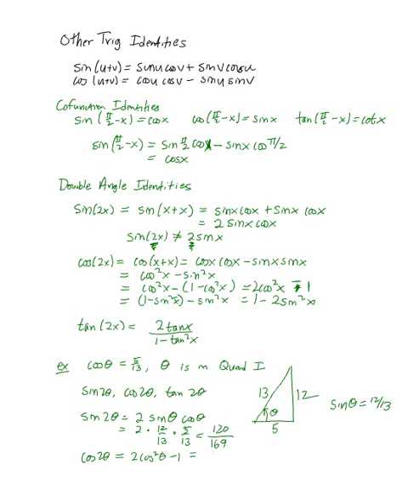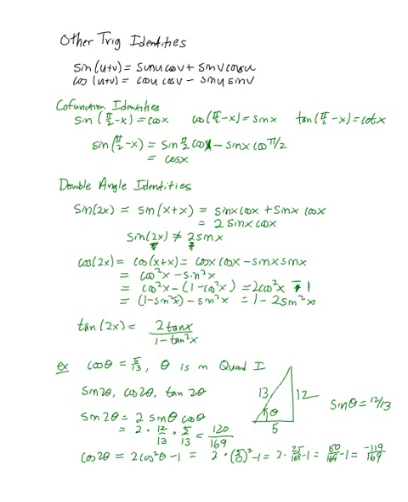So I would have this as 2 times 5/13 squared minus 1. So that's going to be 2 times 25 over 169 minus 1. That's 50 over 169 minus 1. Think of 1 as 169 over 169, and then 50 minus 169 should be minus 119 over 169.